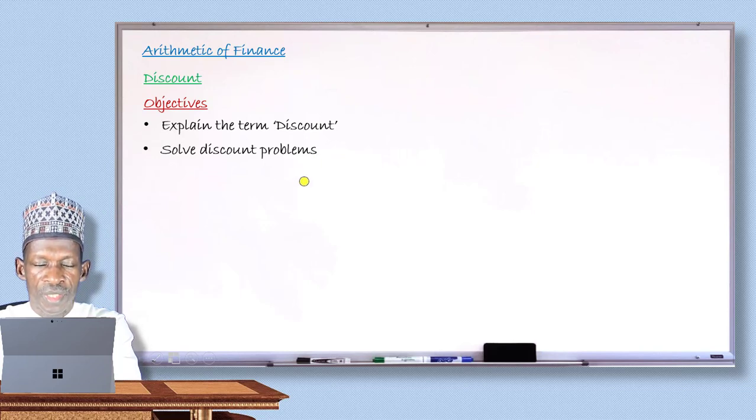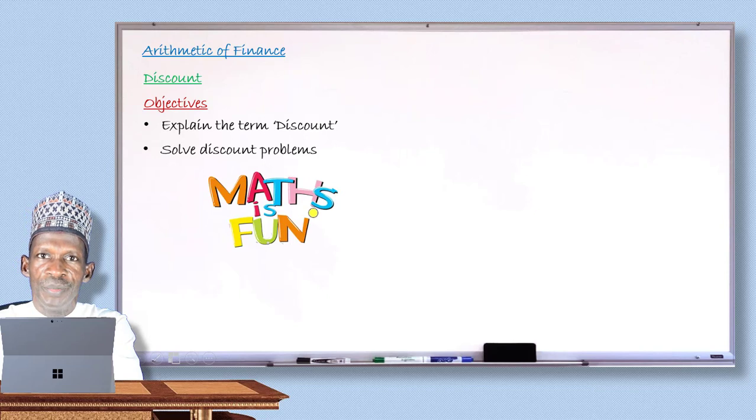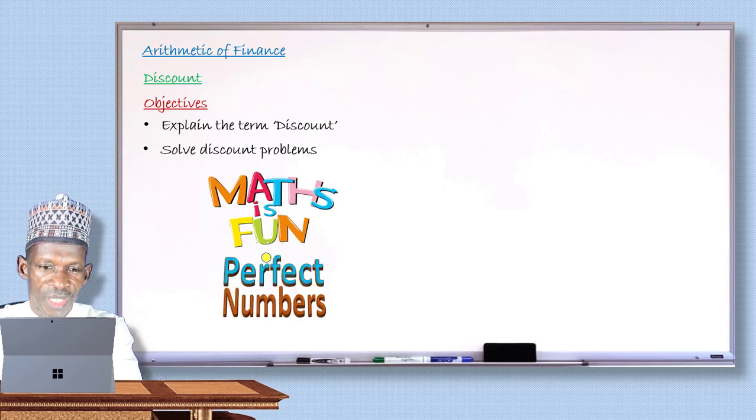As usual, in the favorite segment of the lesson, today I'll give you another group of special numbers. This group of numbers are called perfect numbers. I will explain what perfect numbers are after completing my lesson today, so don't go away.